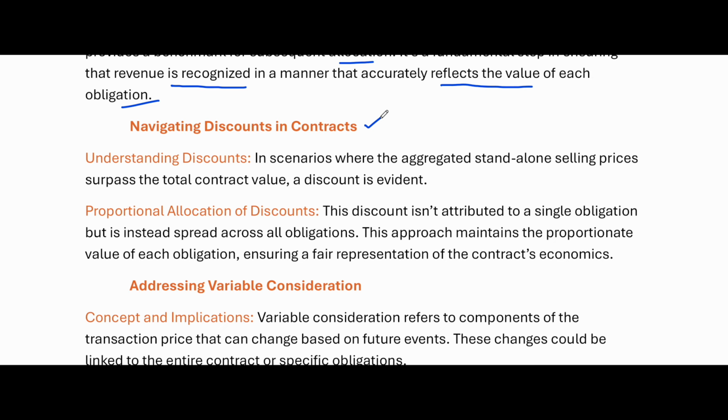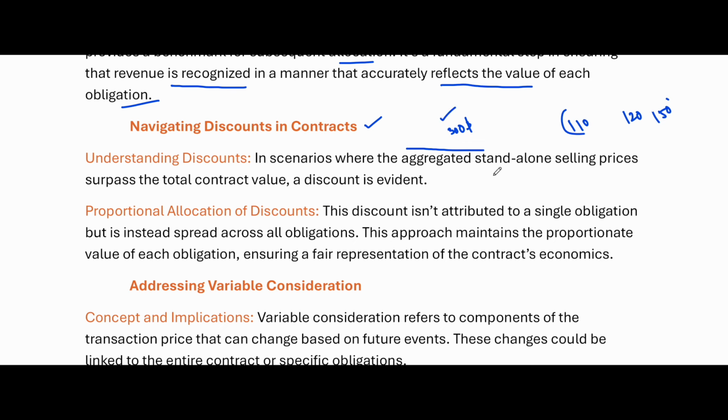Each and every paragraph you can read and understand clearly. Navigating discounts in the contract, understanding the discounts. What are the discounts? Because you are taking an aggregated price of 300 million, and the standard selling prices of the products are different. You are providing all these services for 300 million only.